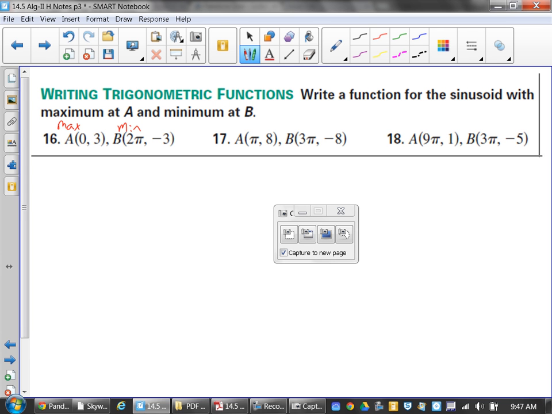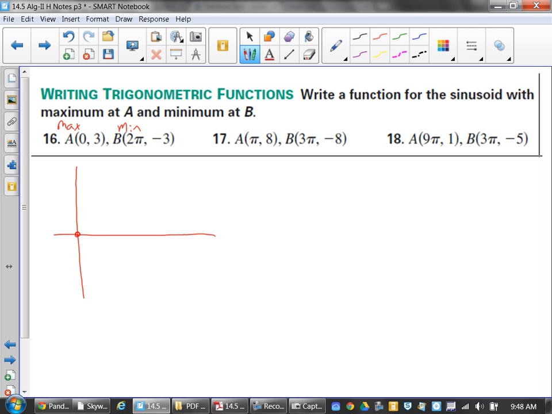So what I'm going to do is do a rough sketch of that. And I'm going to create my own curve to see what's going on. So if I have a maximum at 0, 3, right away, what graph is it? It's a cosine graph. And why is it a cosine graph? It starts at a maximum, so we know it's a cosine graph, and we also know one other thing right away. We know that your A value is going to be positive or negative. It's got to be positive.